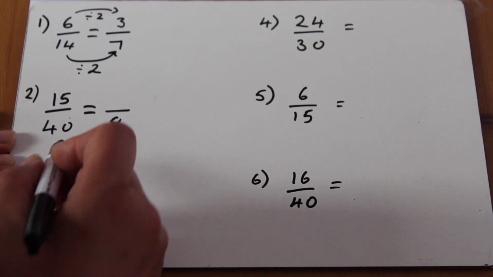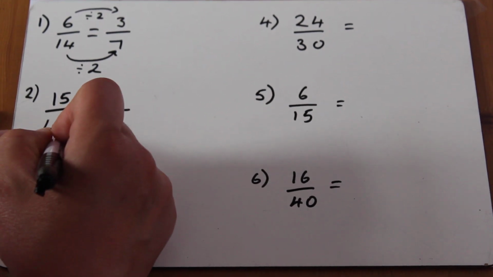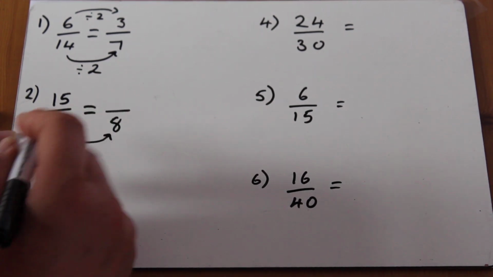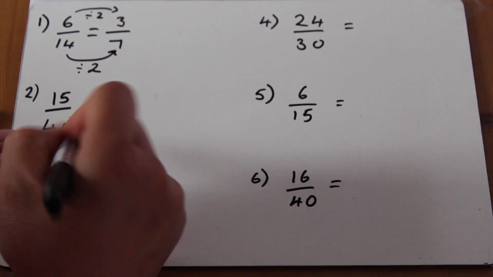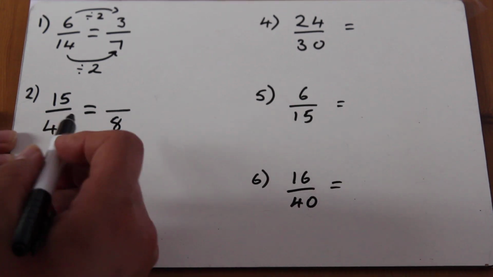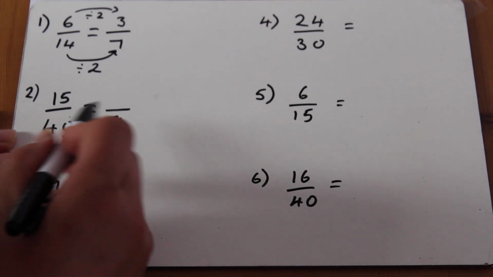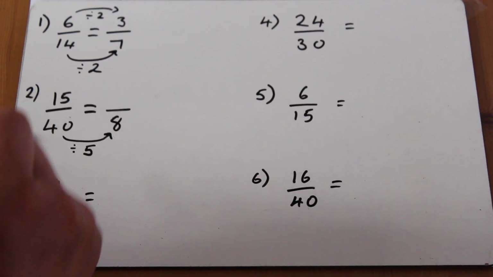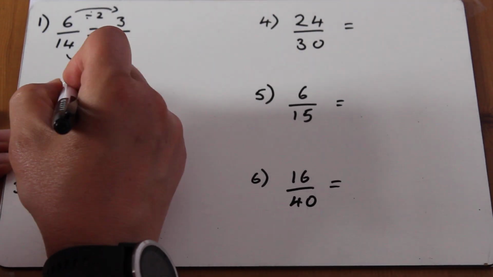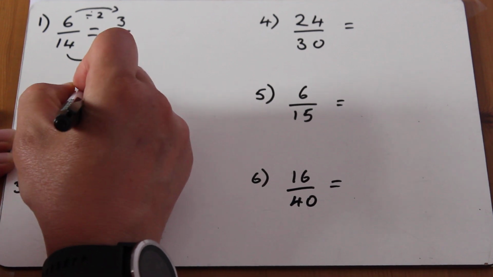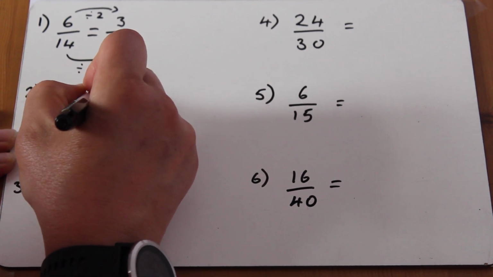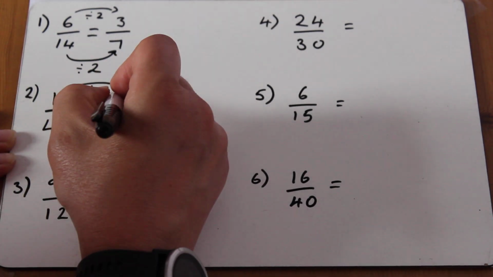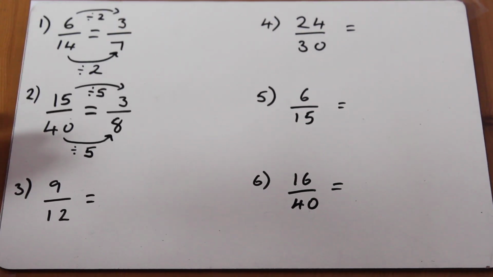When we look at number 2, we do exactly the same thing. We compare the 40 and the 8, and we know that we're dealing with division. So what have we divided 40 by to give me 8? The answer is 5, which means that I therefore must divide the 15 by 5 as well. So 15 divided by 5 gives me 3.